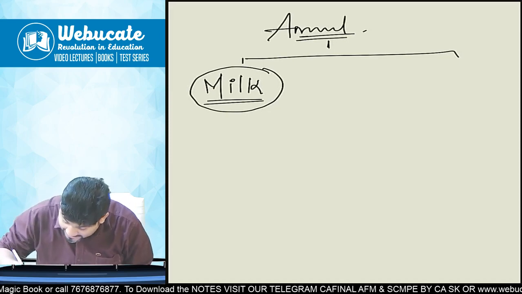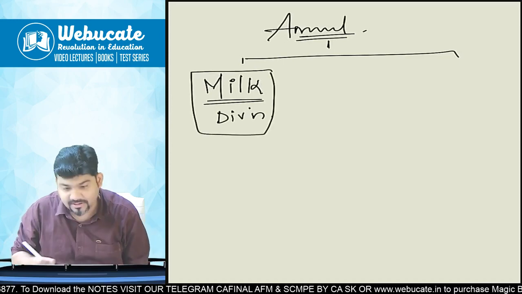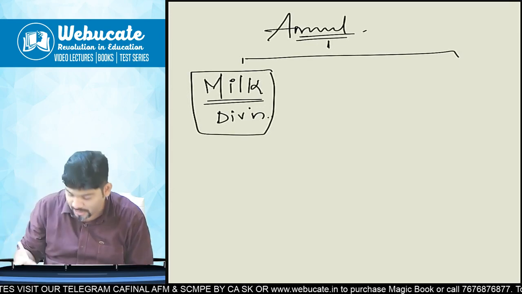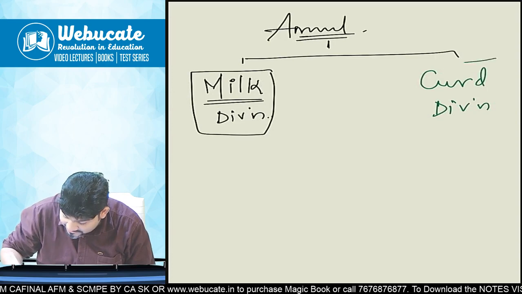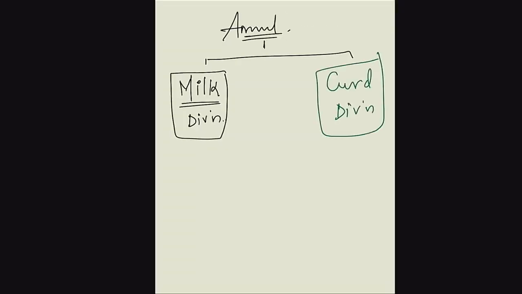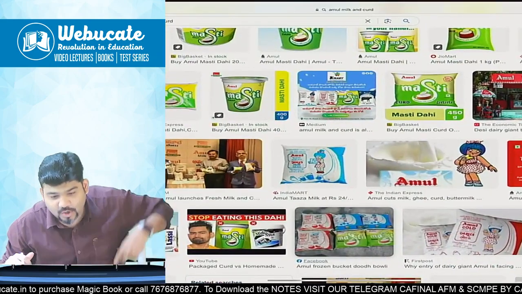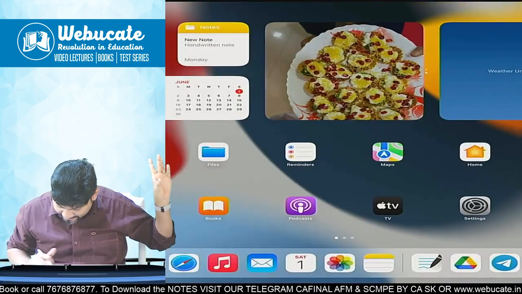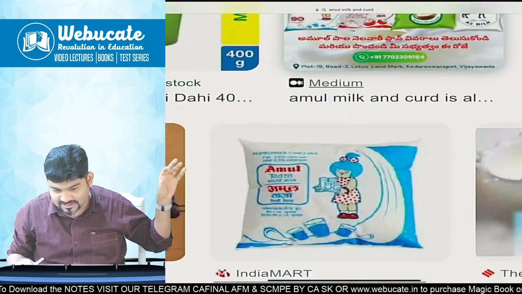Amul also has, so this is the milk division, Amul. There is an Amul milk division. What does this milk division do? It produces the milk. Amul also has something called a curd division, because it also sells curd. Are we understanding? Does Amul also sell curd? Give me an answer, yes or no. Right? So, here we can see that we have Amul milk. Can we see the Masti Dahi, which is also called Amul curd? Both are Amul's flagship products here. Amul is written on this Masti Dahi, and Amul is written on this milk.